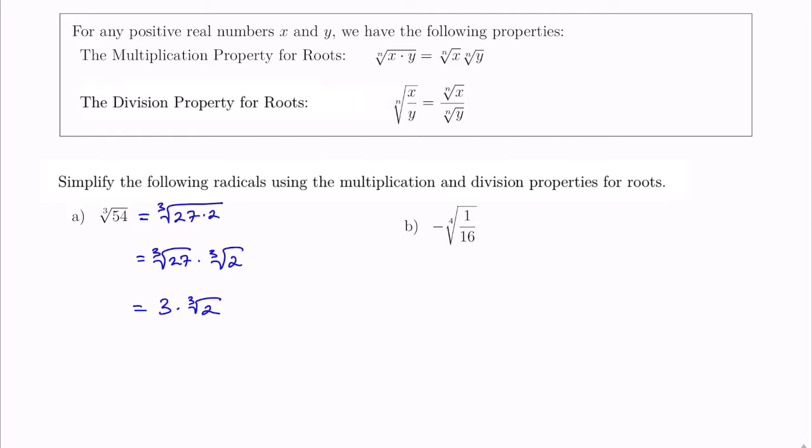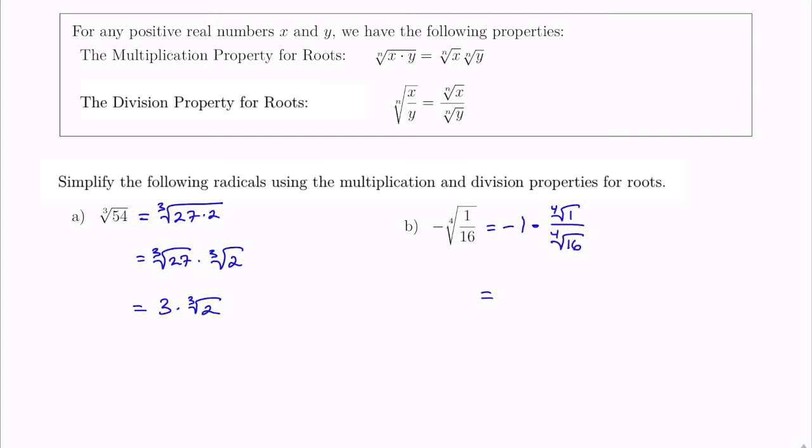In part B, we now have the negative fourth root of the fraction 1 over 16. The first thing here is to recognize that negative is outside of the radical, so it really means negative 1 times this radical. So I'm going to rewrite this as negative 1 times, and now on that radical that is the fourth root of a fraction, I'm going to split this up. I'm going to rewrite that as the fourth root of 1 over the fourth root of 16.